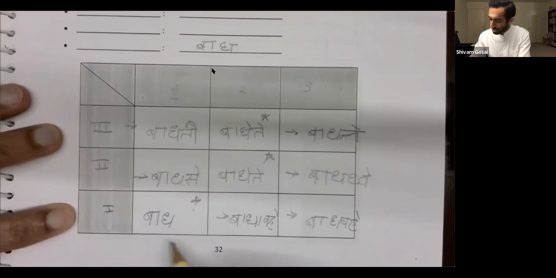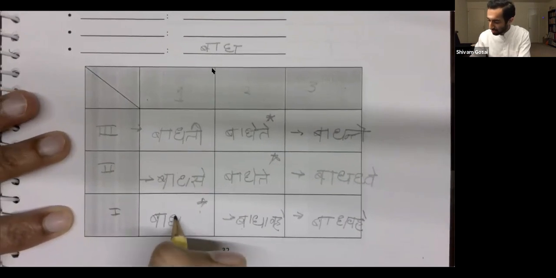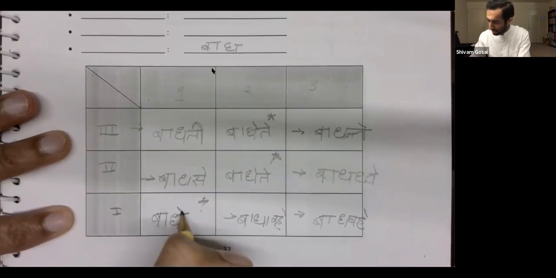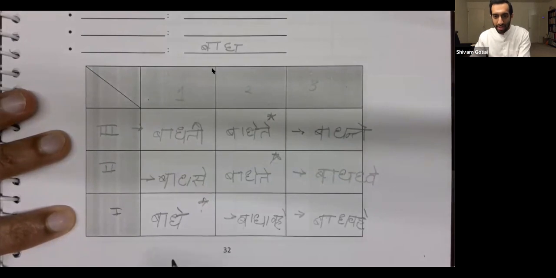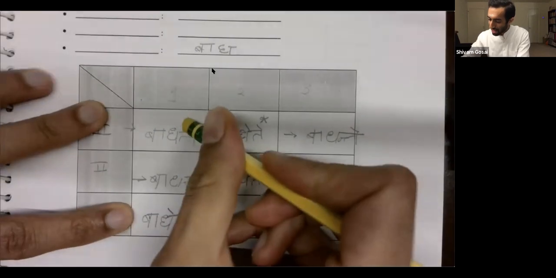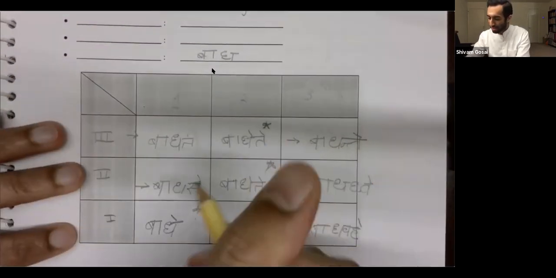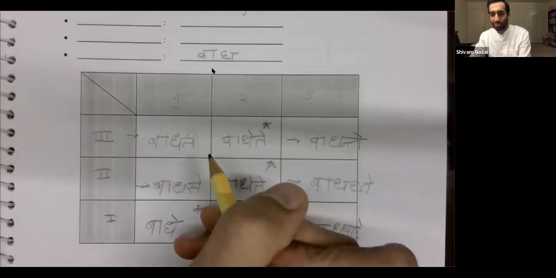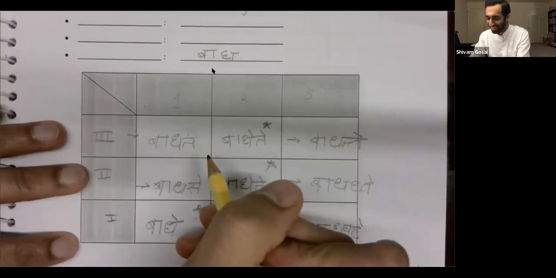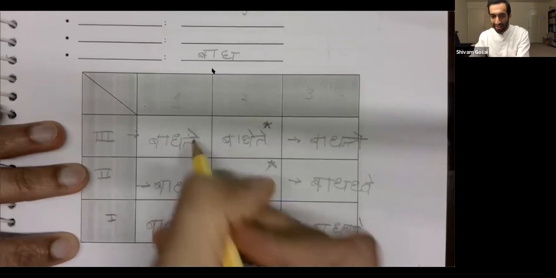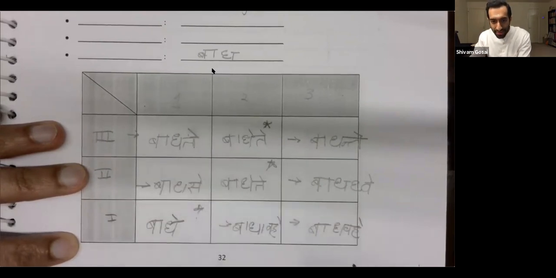Yeah, so someone said Uttama Purusha Ekavachanam. Uttama Purusha, I said Badha. Badha is not the right answer. It should be Badhe. Okay, someone else said Pratama Purusha Ekavachanam. Yeah, it's not badati. I was thinking Parasmaipada. I got confused, right? But it's not even correct in Parasmaipada. So badate, correct?